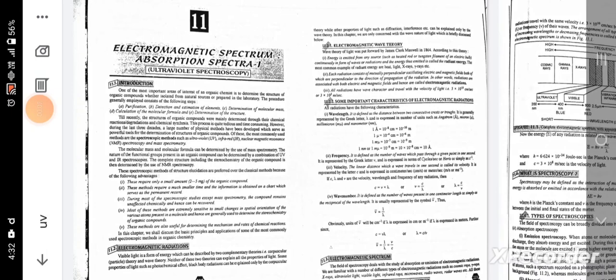Today in this video lecture we are going to read electromagnetic spectrum, absorption spectra, in other words ultraviolet spectroscopy.